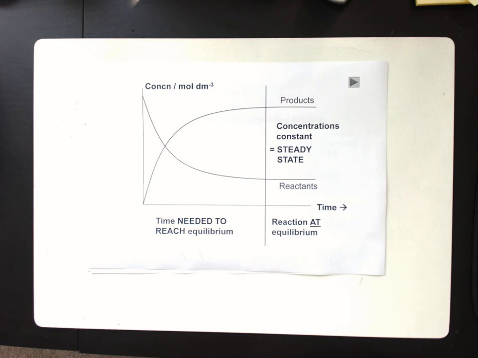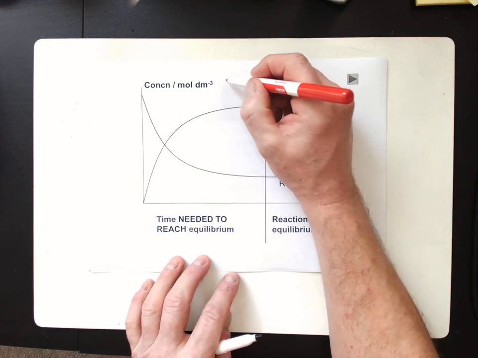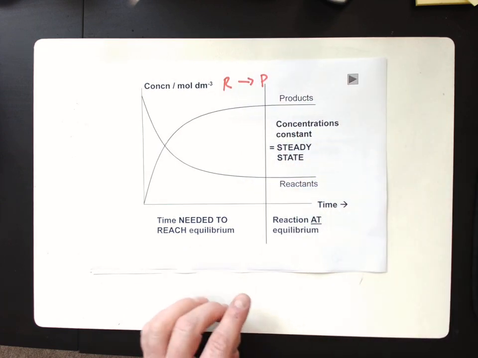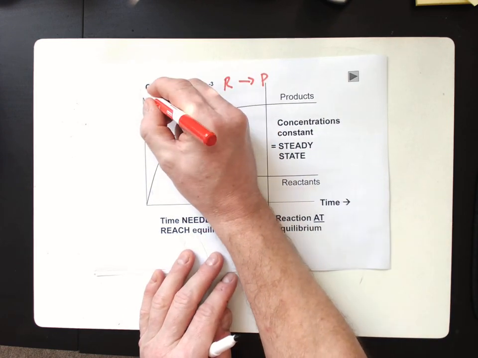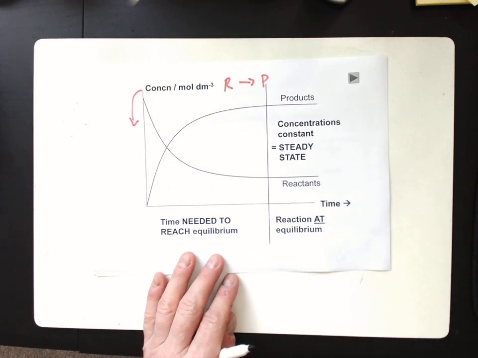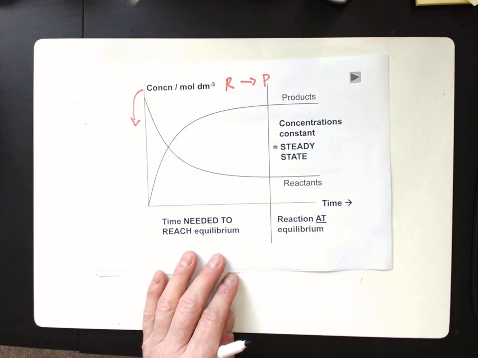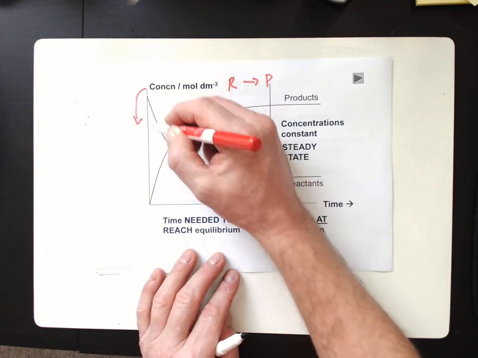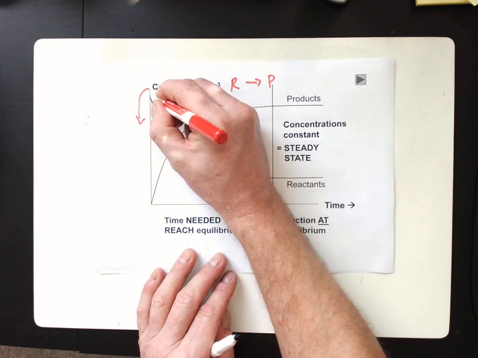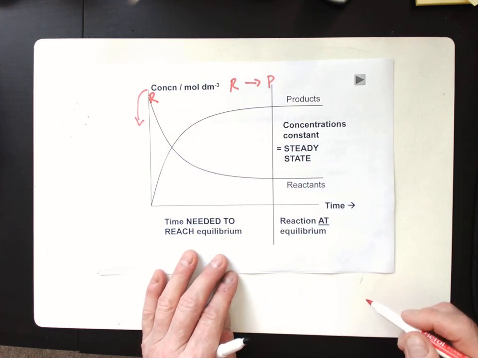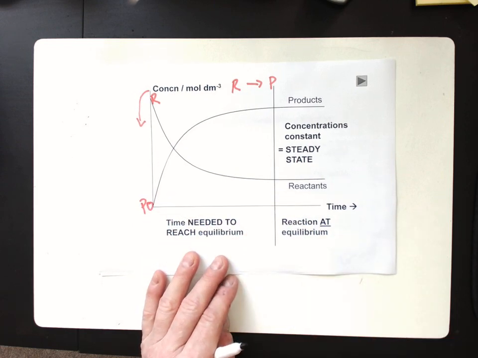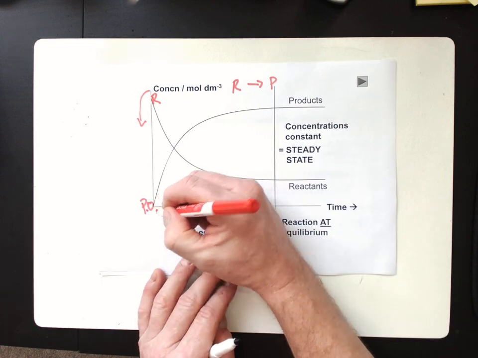Okay, so if we look at this, this is just a very simple reactant going to products, a very simple chemical reaction. At the start here, on the y-axis, we have our concentration of the reactants and the concentration of the products and how they change over time. So obviously the concentration of the reactants at the start of a reaction is very high, and the concentration of products at the start of a reaction is 0, okay?